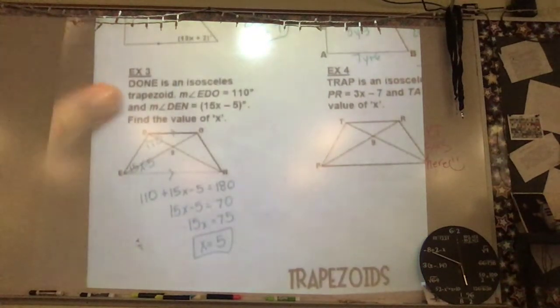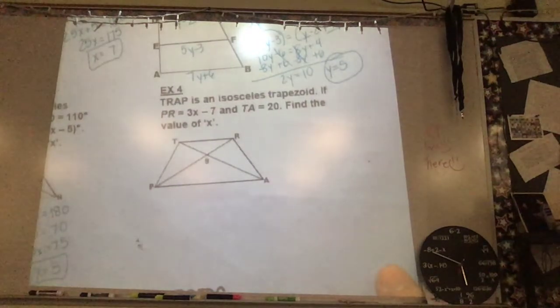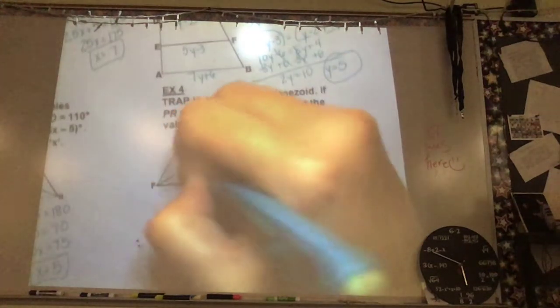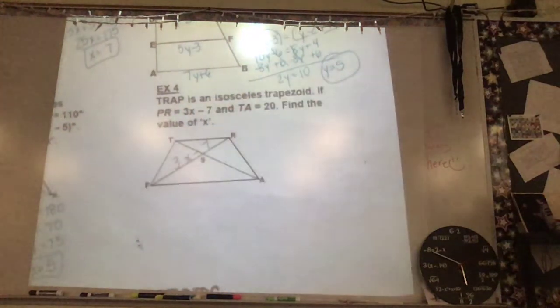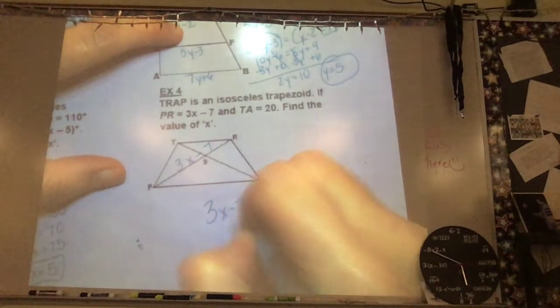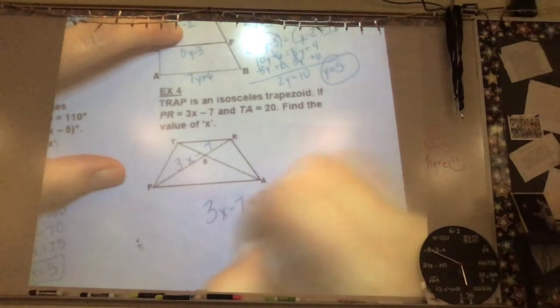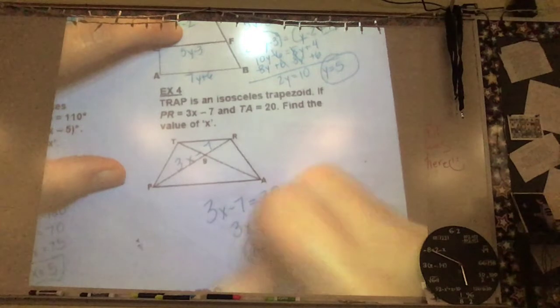Okay, one more of these. Trap is an isosceles trapezoid. We have that PR is 3x minus 7, and TA is 20. Well, in an isosceles trapezoid, the diagonals are congruent, so we're just going to set those equal to each other, and 3x minus 7 equals 20. Adding 7 to both sides, I have 3x equals 27. Again, presuming you know your times tables, we know that x there equals 9.